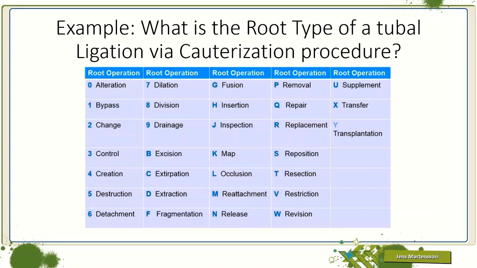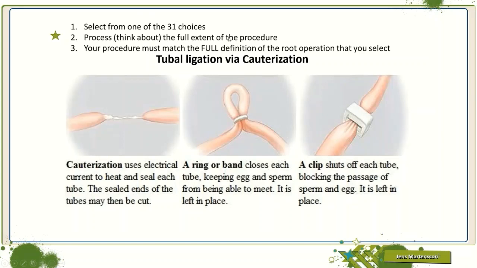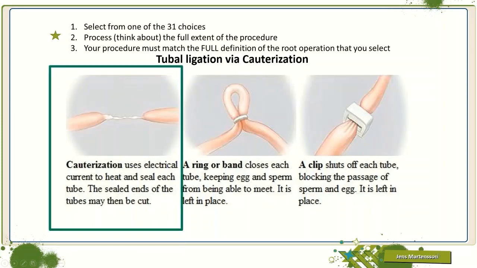All right, so we have some various answers. What we're going to do is, we've already selected from the 31 choices, whatever your selection is. So the next thing that we have to do is think about the full extent of the procedure. Tubal ligation via cauterization: cauterization uses electrical current to heat and seal each tube. The sealed ends of the tube may then be cut. A patient had a tubal ligation via cauterization, so we have to think about the objective of this procedure.